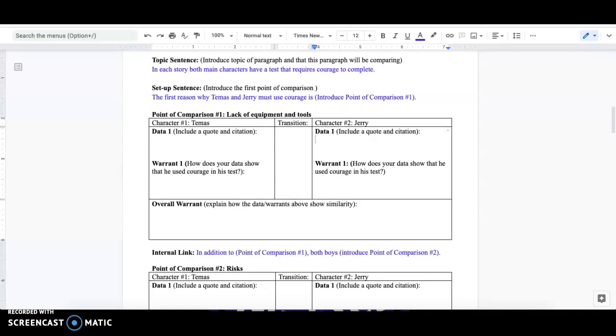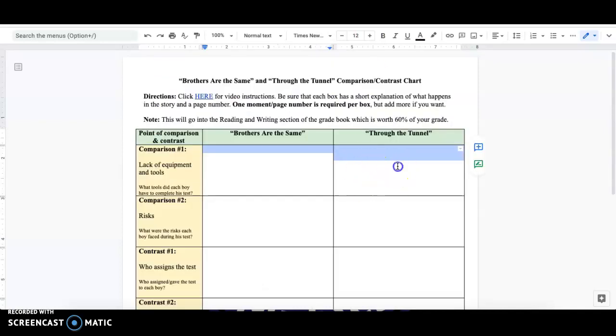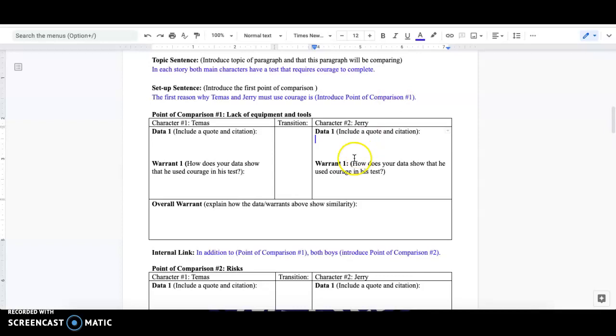Go back to your chart. What did you put for Jerry over here for lack of equipment and tools? Write a sentence where you have a context that builds into a quote with a citation, with that author's last name and page number. So maybe talk about the rocks or the goggles. You don't have to pick both either. Maybe just pick one of the tools. So maybe pick just the rocks, or maybe pick just the goggles.